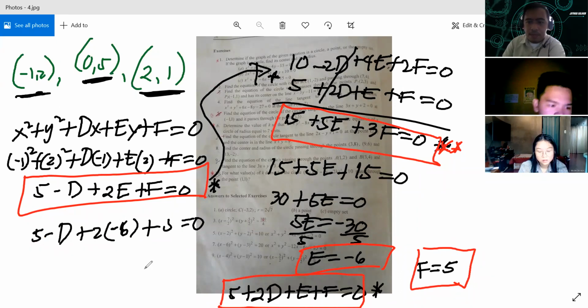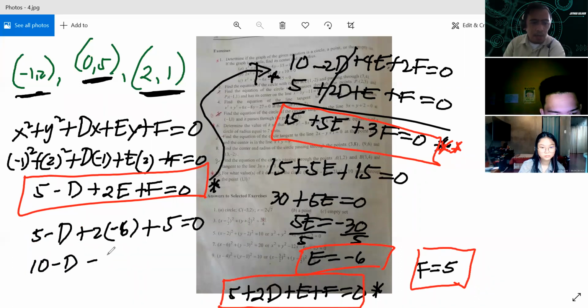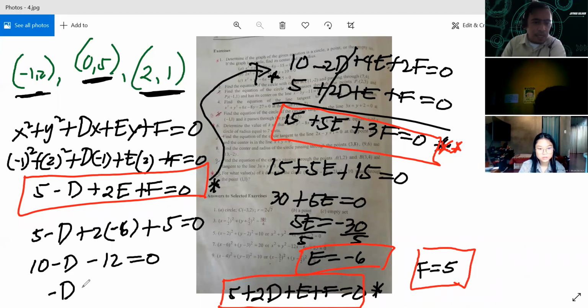And if you continue simplifying this, it becomes 10, right? 2 times 5 is 10. That is just 10 minus D minus 12, right? So it will be now negative D minus 2 equal to 0, right? Because negative 12 plus 10 is just negative 2. Clear?